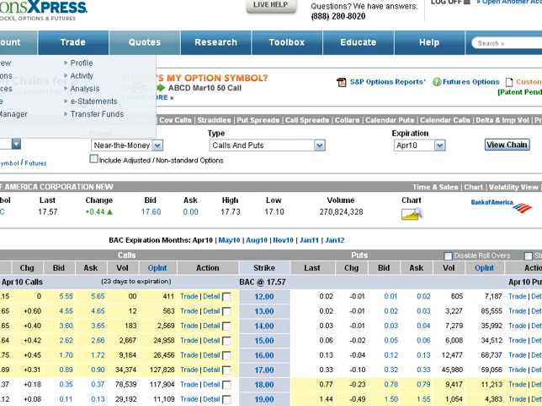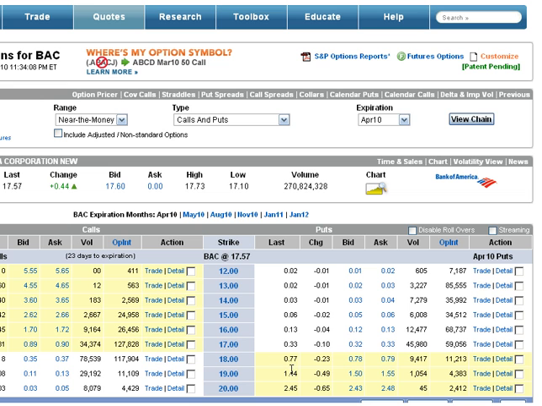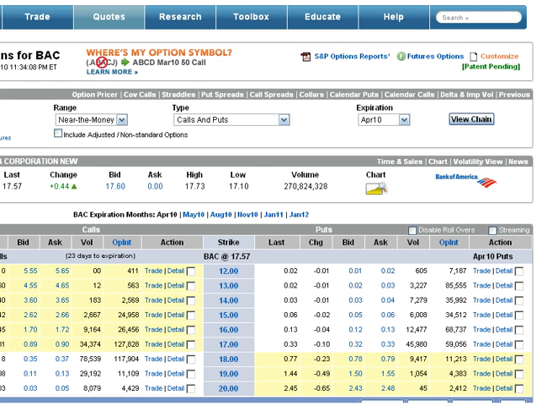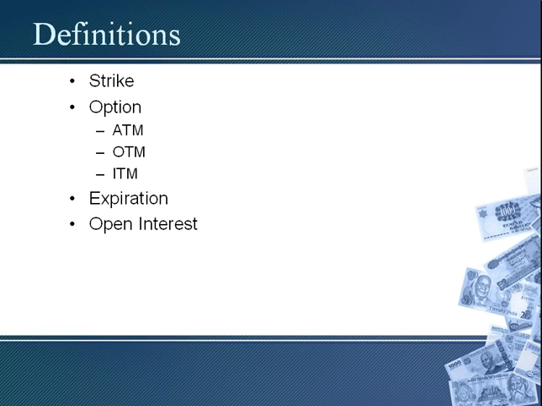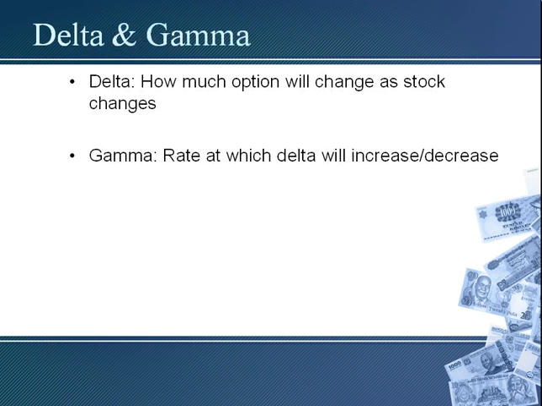Now gamma is the rate at which this delta value I just talked about will increase or decrease. So looking back at that same example, this has a gamma of 0.04, which means that when this stock goes to that 1850 or whatever, the delta is going to be equal to 1. So then it'll be every dollar that Bank of America goes up, this option will go up 1.